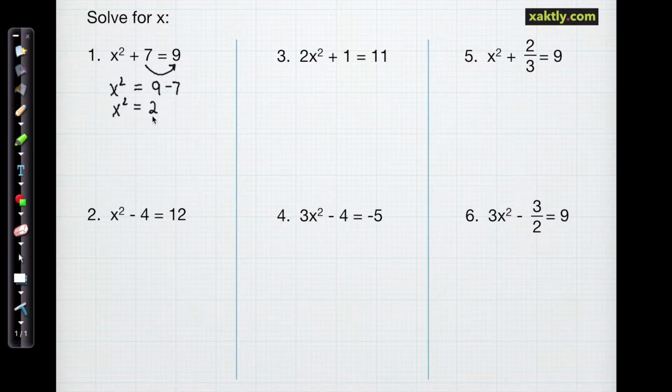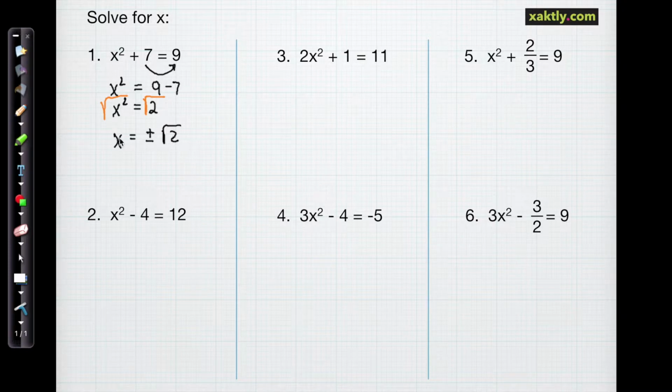Then we end up with x squared is equal to 2. In order to find x, we have to take the square root of both sides. Remember that taking the square root of x squared is really asking the question, what do you need to multiply by itself to get x squared? And the answer is x. So that's how we get x out of that.